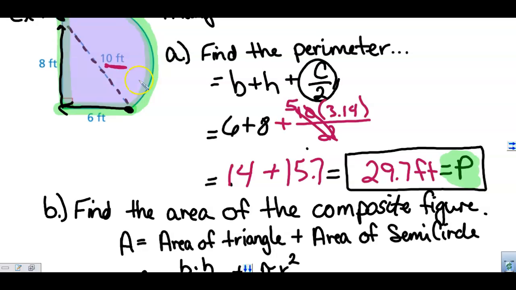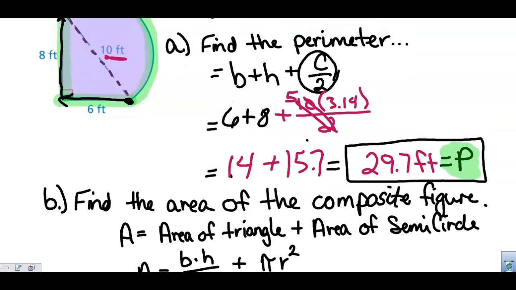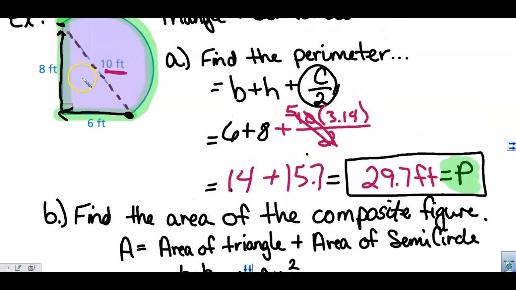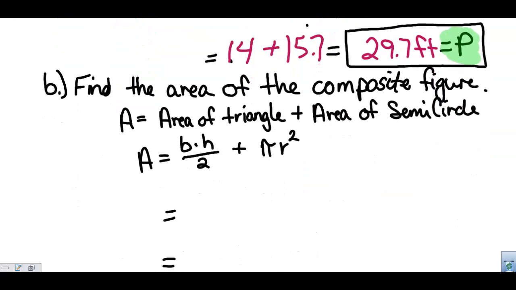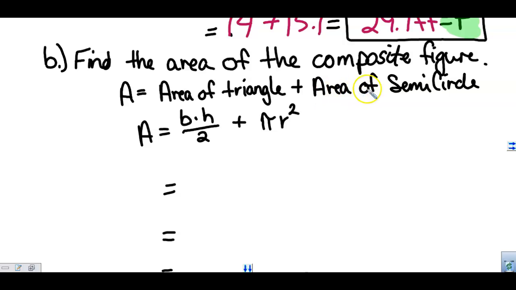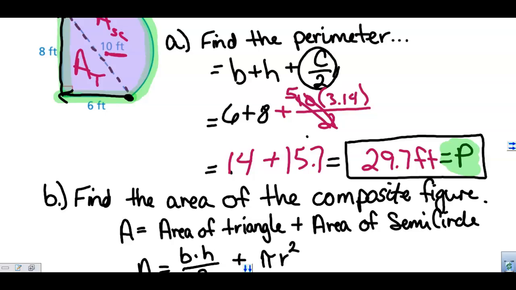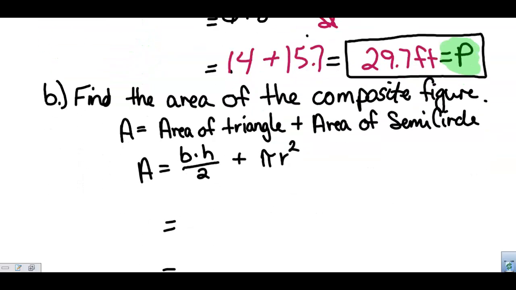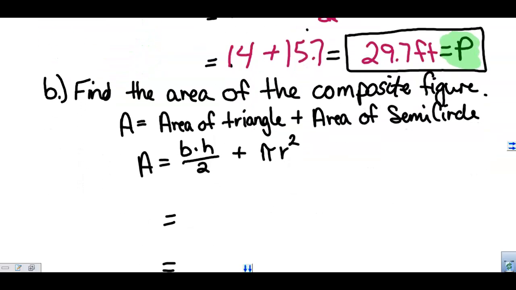Okay. Now let's find the area. The area is everything inside. So in order to calculate the area of a composite figure, we have to first calculate the area of each individual figure, okay? And then we can add them together. So we need to find the area of the triangle plus the area of the semicircle. Again, here are your measurements. We've got the base of the triangle is 6, the height of the triangle is 8, and the diameter of the circle is 10.